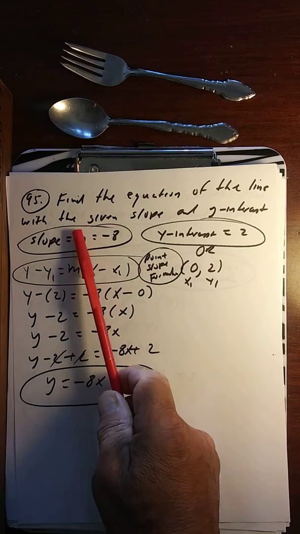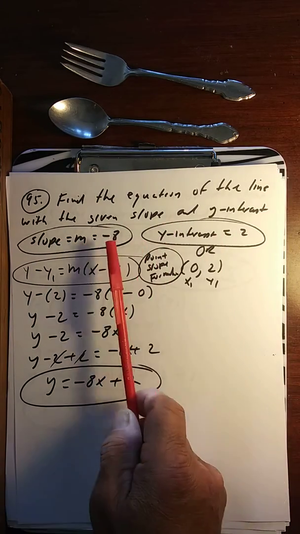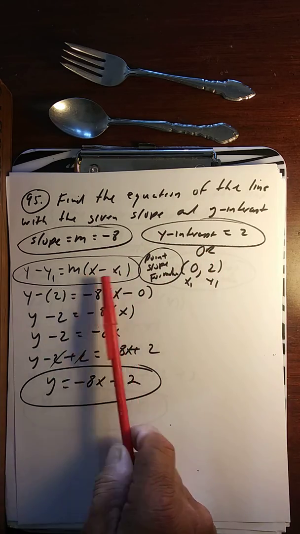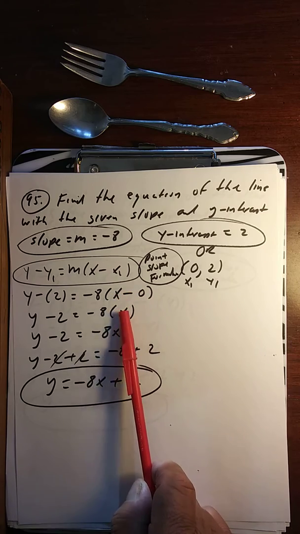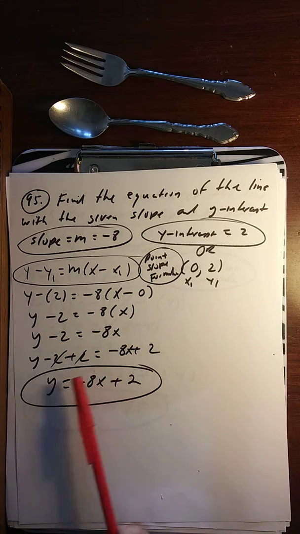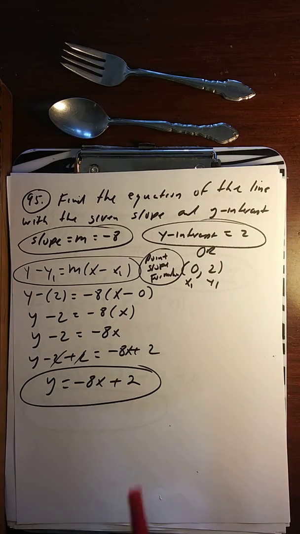Find the equation of the line with a given slope and y-intercept. So slope, y-intercept. That means that you have 0, 2. Put them in the formula. This is one way to do it. So you have x minus 0 is x. That's going to be negative 8x plus 2. So y equals negative 8x plus 2. Or the slope is right there. The y-intercept is right there.